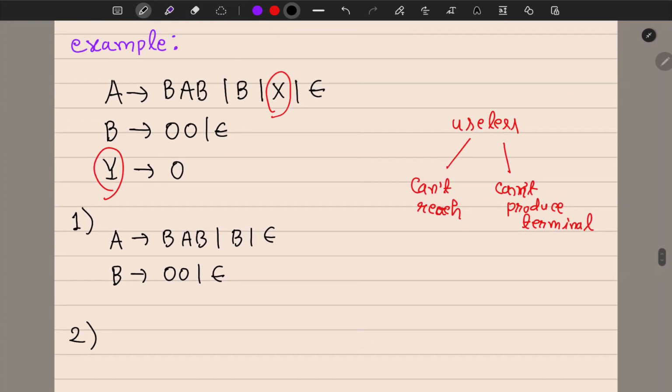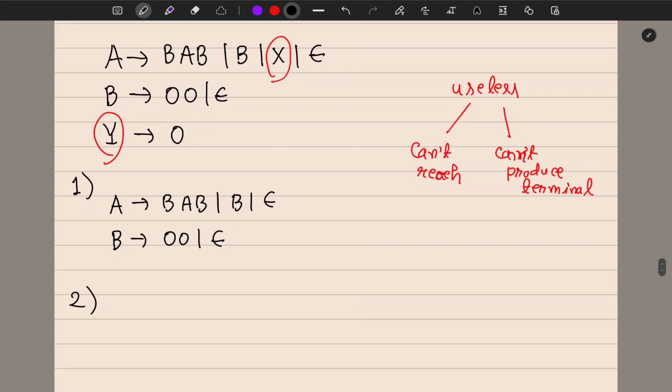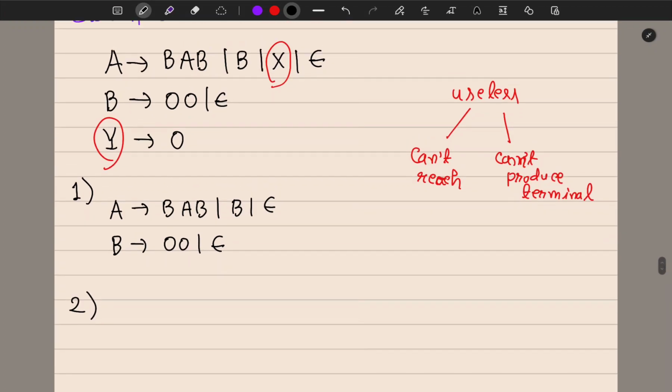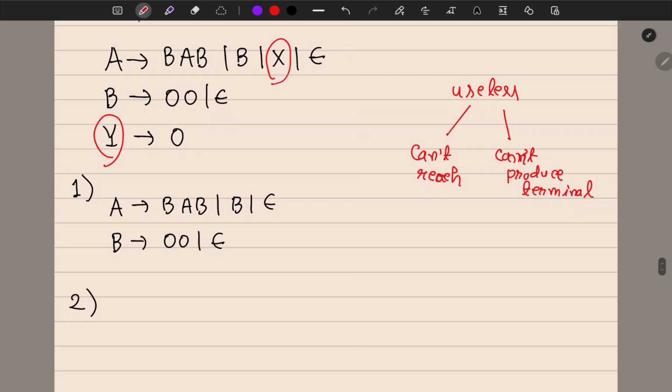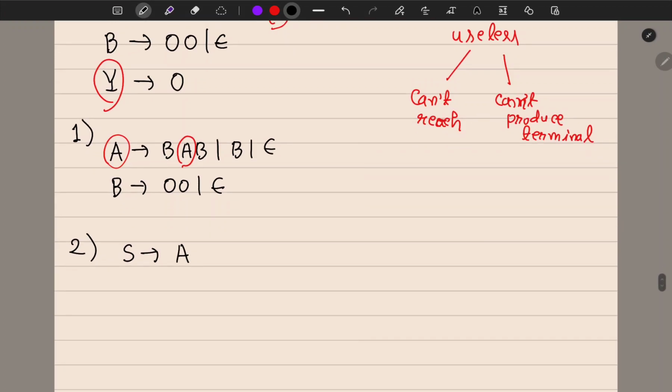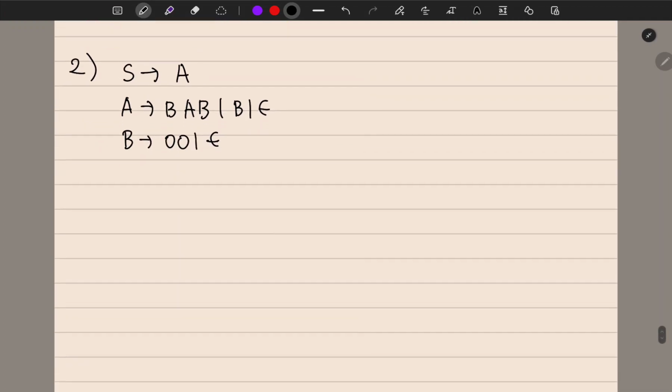Moving to the second step, we have to handle our start variable correctly. In Chomsky Normal Form, the start variable cannot appear on the right-hand side of any of the productions. We can see that A is appearing on the right side of production rule 1, so we have to rewrite it. We create a new variable S that will give A, and next we write the previous rules the same as they were. This was our second step.